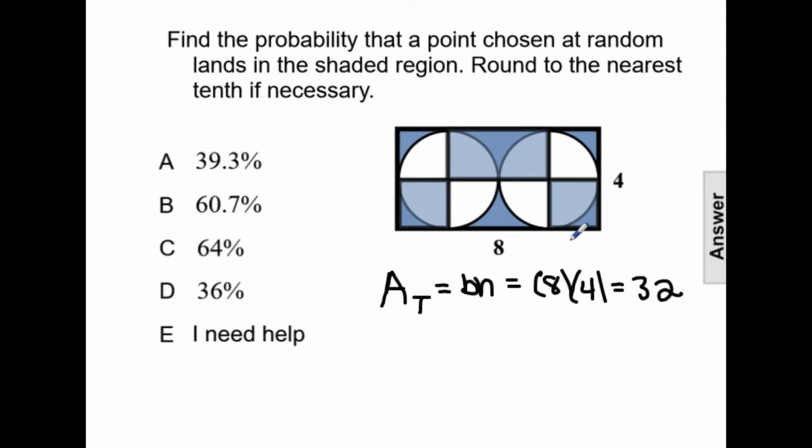Now we just need the area of the shaded. Now this is a very unique figure where the shading isn't just one of the circles or half the circles, it's a little bit everywhere. So I'm going to make this a little bit easier. Instead of having this be one long rectangle, I'm going to separate it into two squares where we're splitting up the two circles.